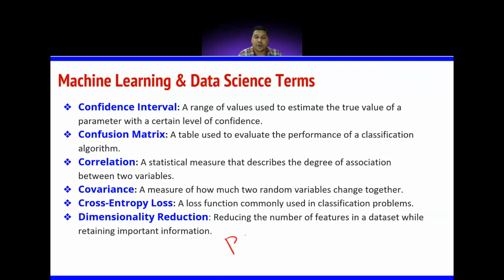Then the very important technique is principal component analysis. We use this technique to reduce the number of features in the dataset while retaining the important information. So we try to reduce the size of the dataset, but a condition applies: we have to retain the important information of that dataset.